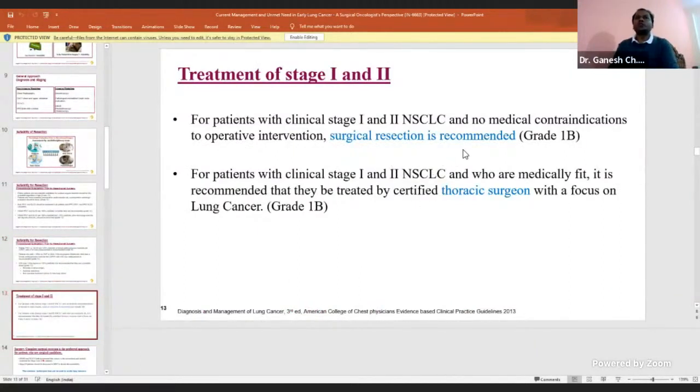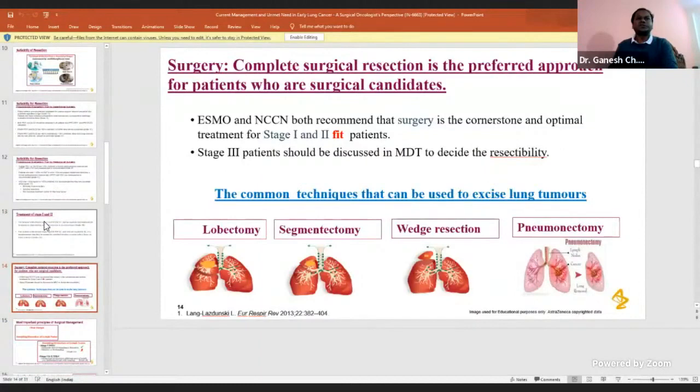In stage 1, we directly do surgical resection. Up to stage 3A, we can go for surgery. There are multiple ways of doing surgery: lobectomy, segmentectomy, and sleeve resection.